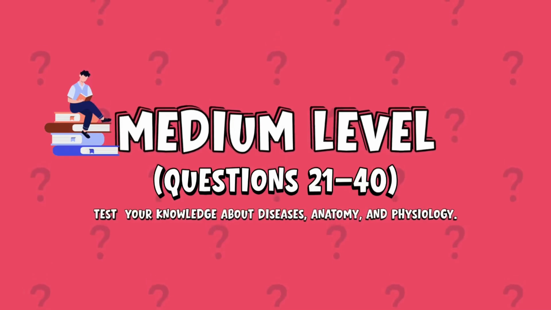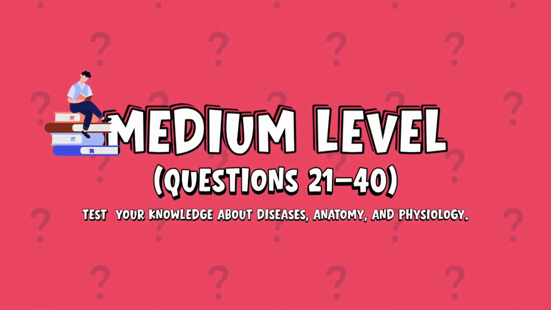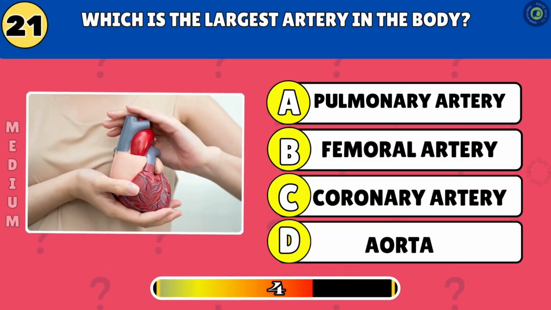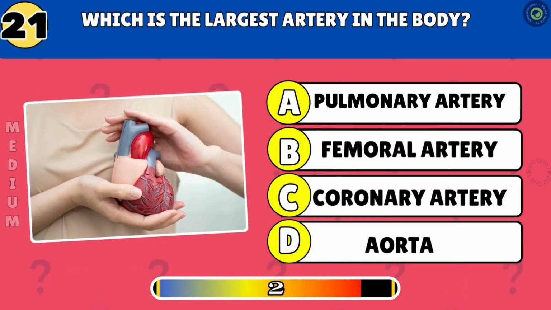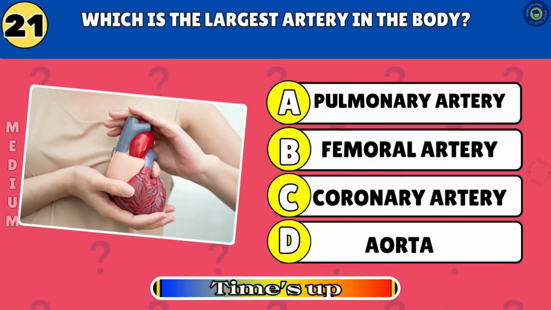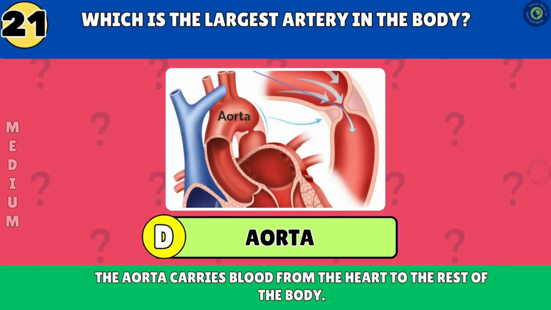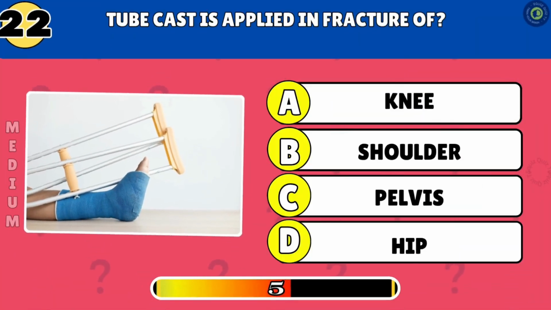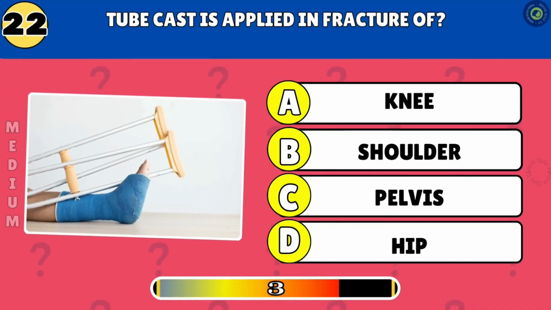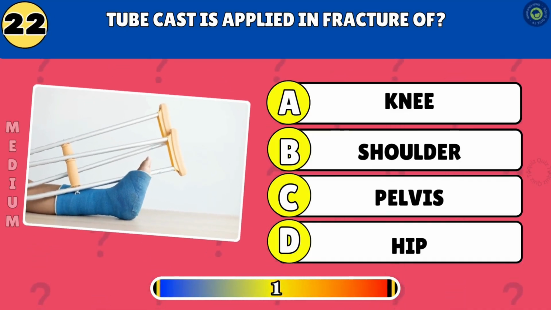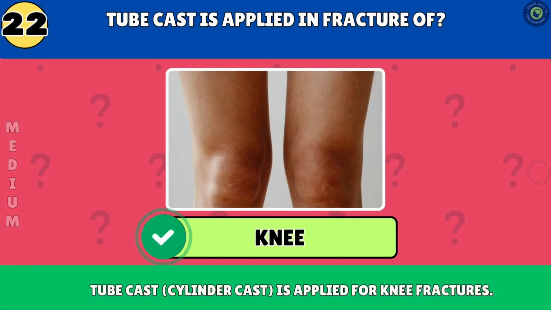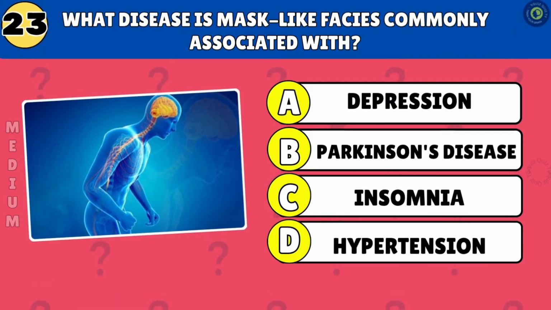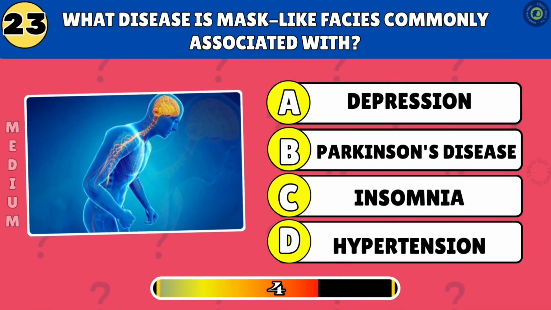Now things get trickier. Medium level. Which is the largest artery in the body? Tube cast is applied in fracture of? What disease is mask-like facies commonly associated with?